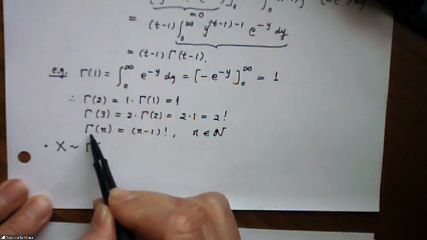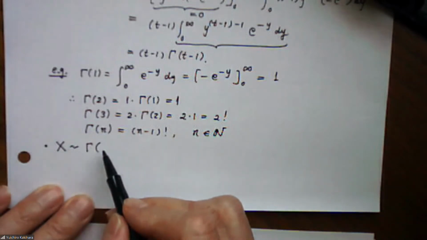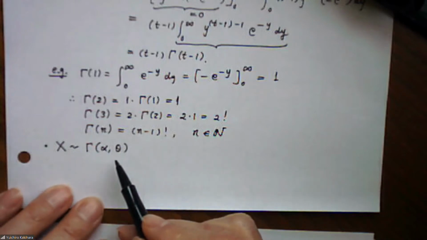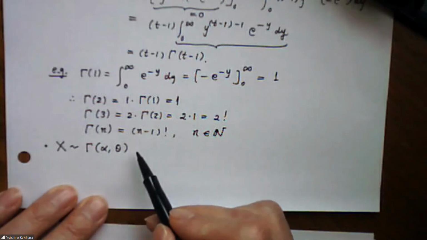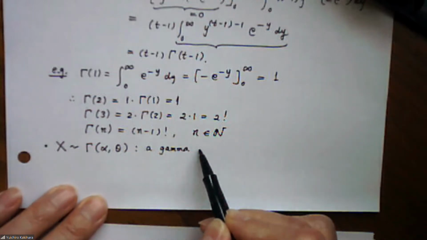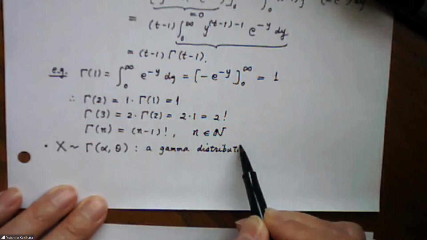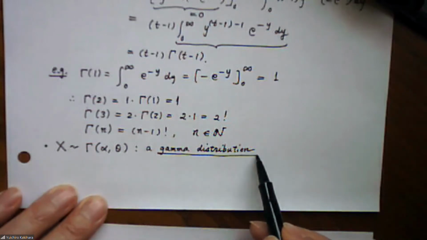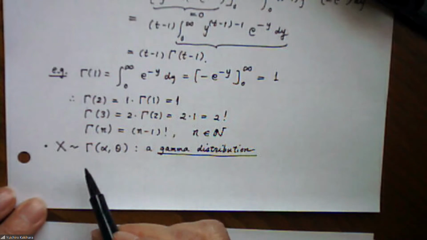This gamma is not the same as this one, but just the name is gamma. And then there are two parameters, alpha and theta. Sometimes other textbooks use alpha and beta. This textbook is using alpha and theta. This is a gamma distribution when the density function is given.